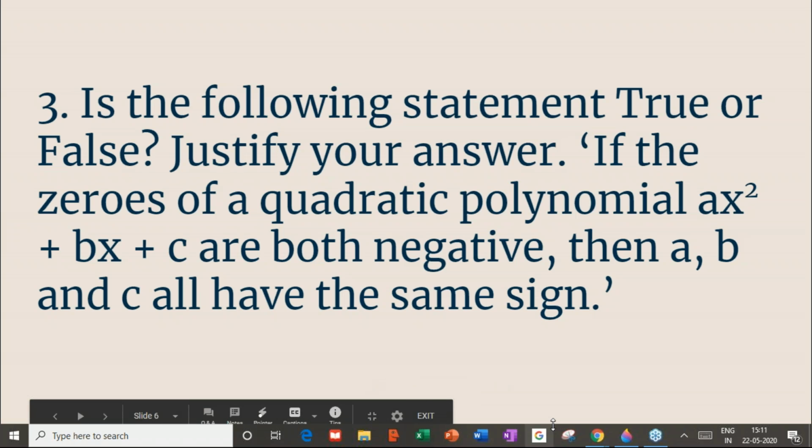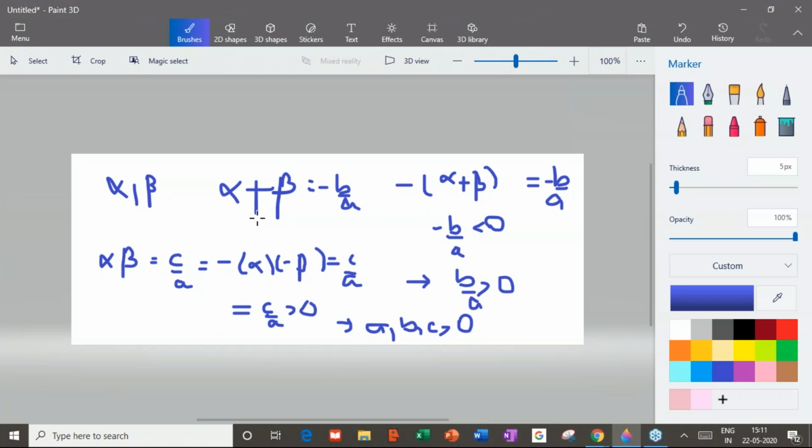Can you explain this again? Okay, yeah. So basically, this is the solution on the board. Here it is. So alpha and beta are the zeros of the equation, and both are negative in this case. That's what I've done here. So when both are negative, you can say that minus b by a will be less than 0, right? And when you take the negative sign to the other side, it will be b by a is greater than 0, which means both b and a are positive, right?